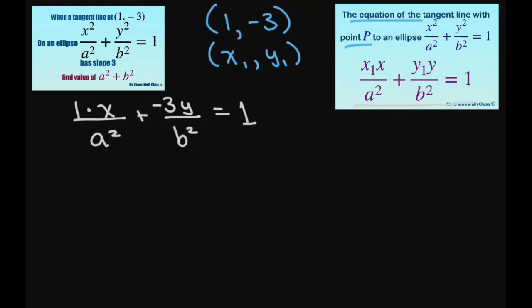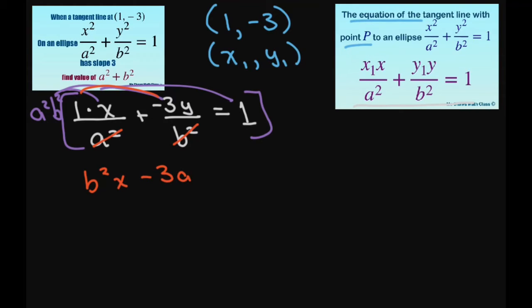Now I'm going to simplify this by multiplying through by my least common denominator, which is a squared times b squared. So I'm going to multiply each term by that, and for the first term the a squared will go away, so we'll just have b squared times x. And then for the second one, the b squared goes away, and we're going to have minus 3a squared times y. And then for the third term, we're just going to get a squared times b squared.